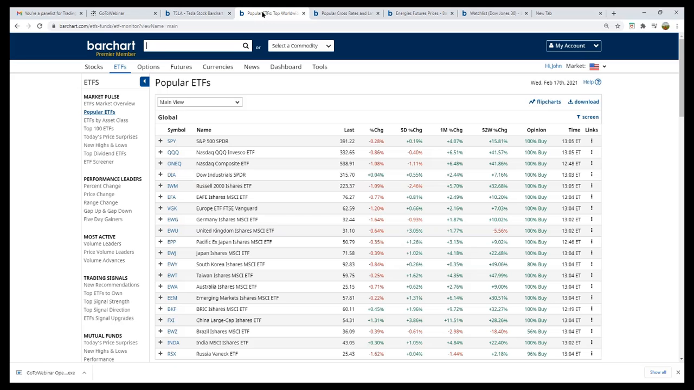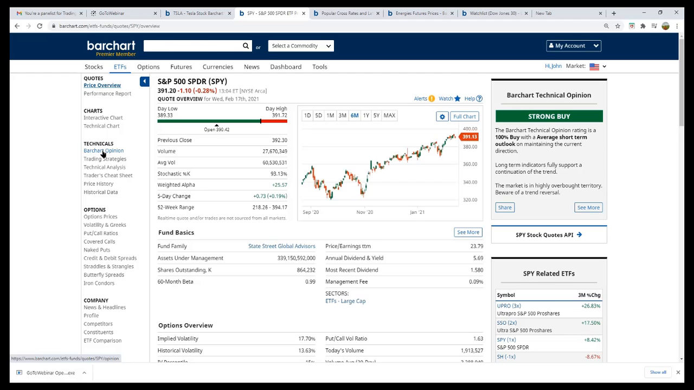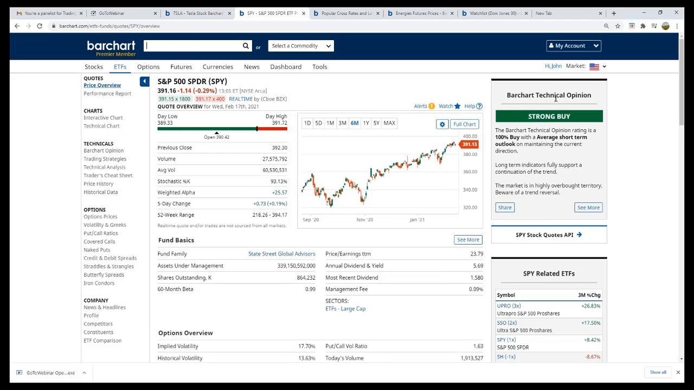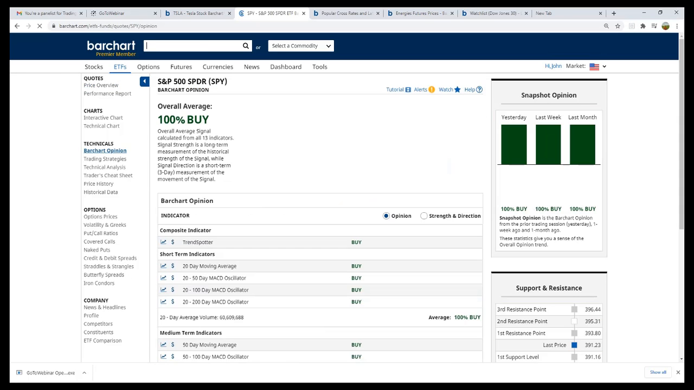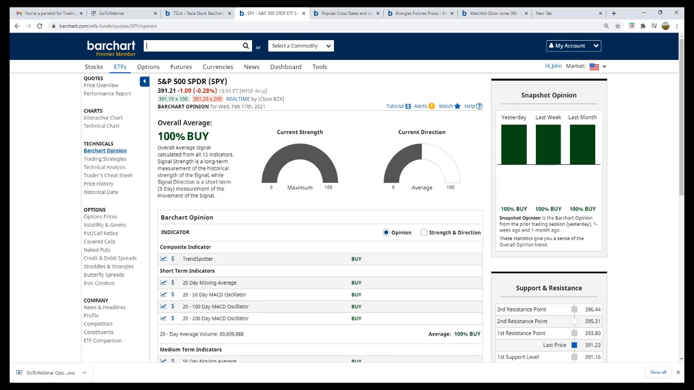I can go to ETFs, popular ETFs, and here's the SPY, same thing. Click on the SPY, and I can go through Barchart's opinion and get to that page, or over here it says Barchart technical opinion. Again, the same thing. This is going to give us a little snapshot of Barchart's technical opinion, but if I click on see more, that again is going to take me to this page that has our strength and direction in. But again, that's just ETFs.